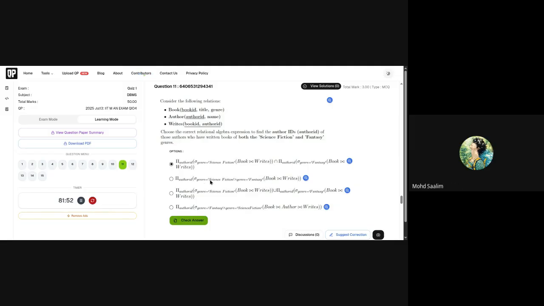Because it is saying genre equals science fiction and genre equals fantasy. That means it wants genre to be both science fiction and fantasy at the same time. At the same time, genre cannot be science fiction and fantasy both, right? No, no, no. It is doing the union. The question is saying both we need, na? Science fiction and fantasy.